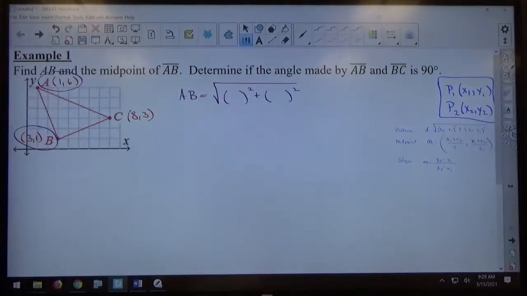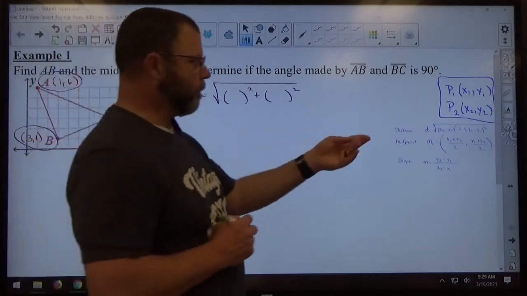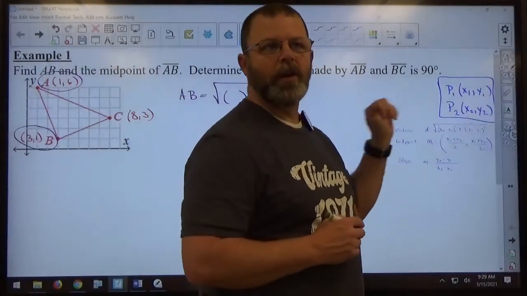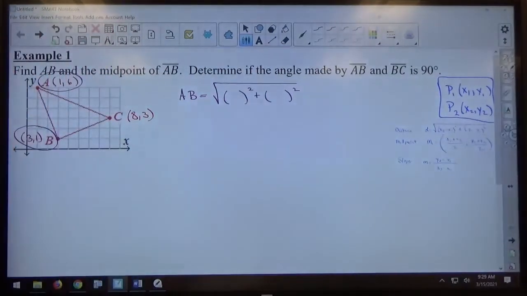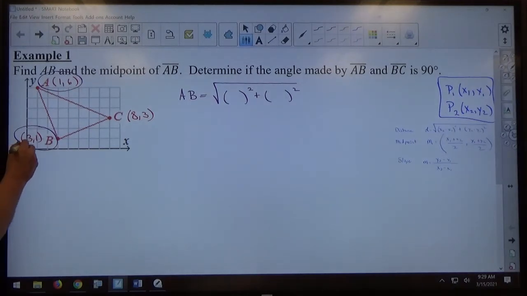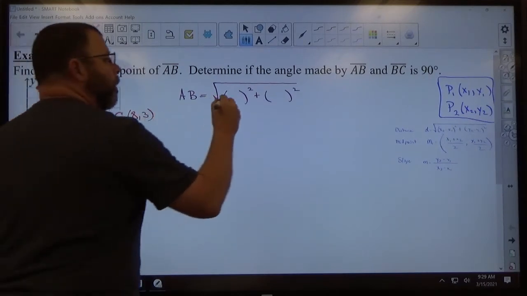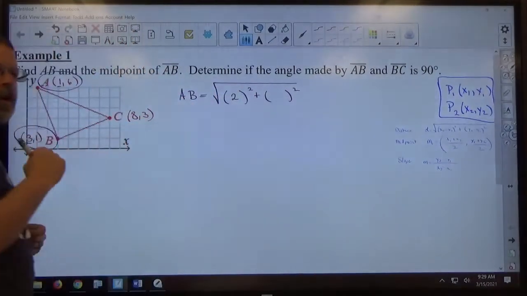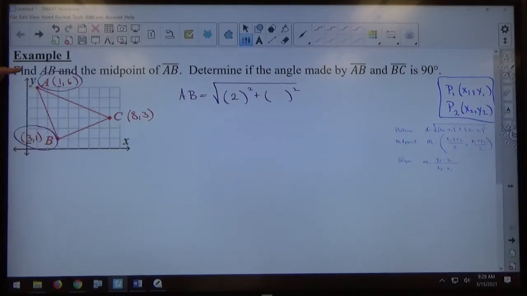And then I simply want to figure out what goes in those parentheses. Now this is the official formula, x2 minus x1, y2 minus y1. All x2 minus x1 and y2 minus y1 is the distance between the x's and the y's. So if I look at my x's, I've got 3 and I've got 1. How far apart are 3 and 1? 2 apart. So that's what goes in these parentheses. You can subtract 3 minus 1, 1 minus 3, it's either 2 or negative 2.